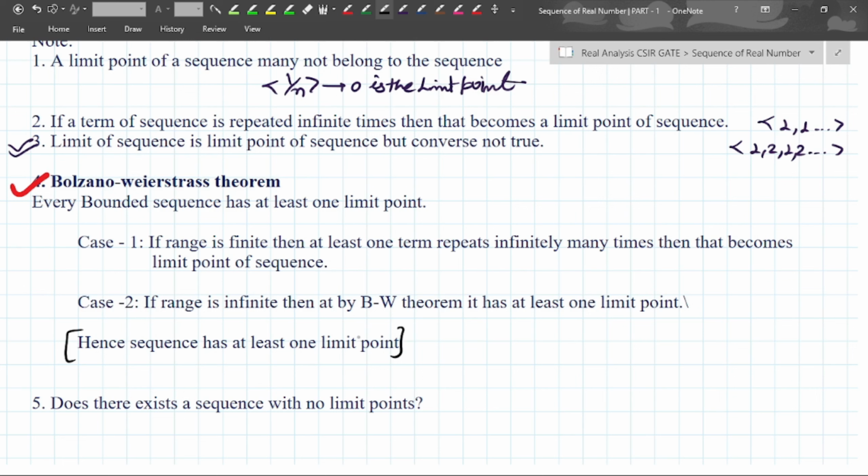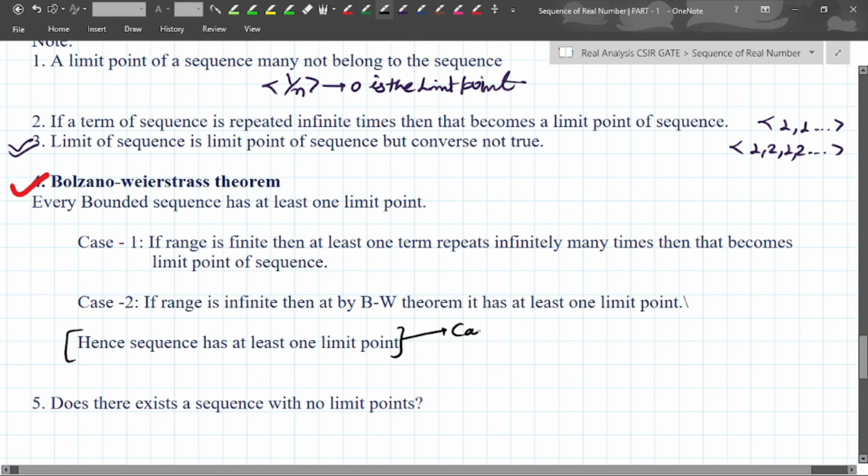Now, limit point has two cases only. Case number 1, that the range is finite, and case number 2, that the range is infinite. I will discuss both cases. If the range is finite, then at least one term repeats infinitely many times, which we have already discussed in the definition of range. That term becomes the limit point of the sequence. In this case, a limit point exists.